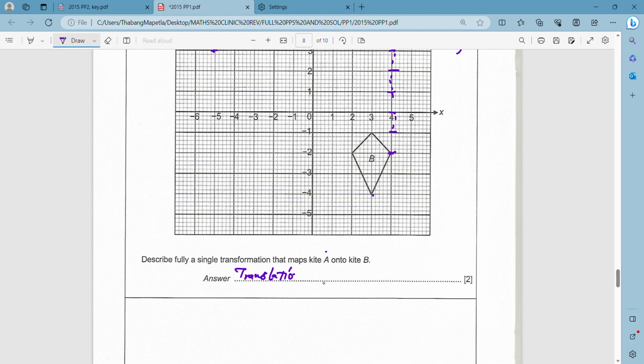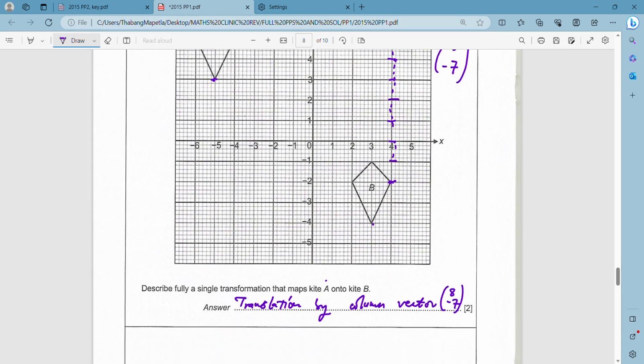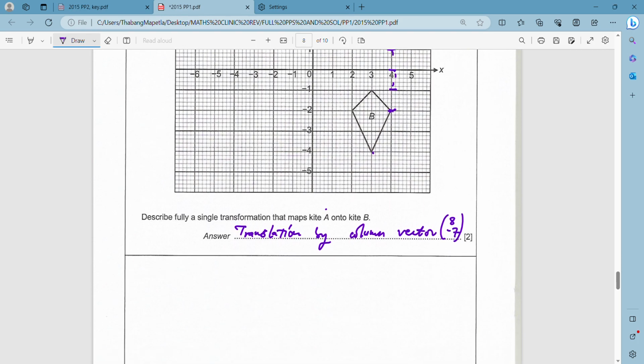Translation by column vector, 8, -7. Yeah, 8, -7. And then you get your 2 marks. 1 mark is for translation, 1 mark is for the column vector.